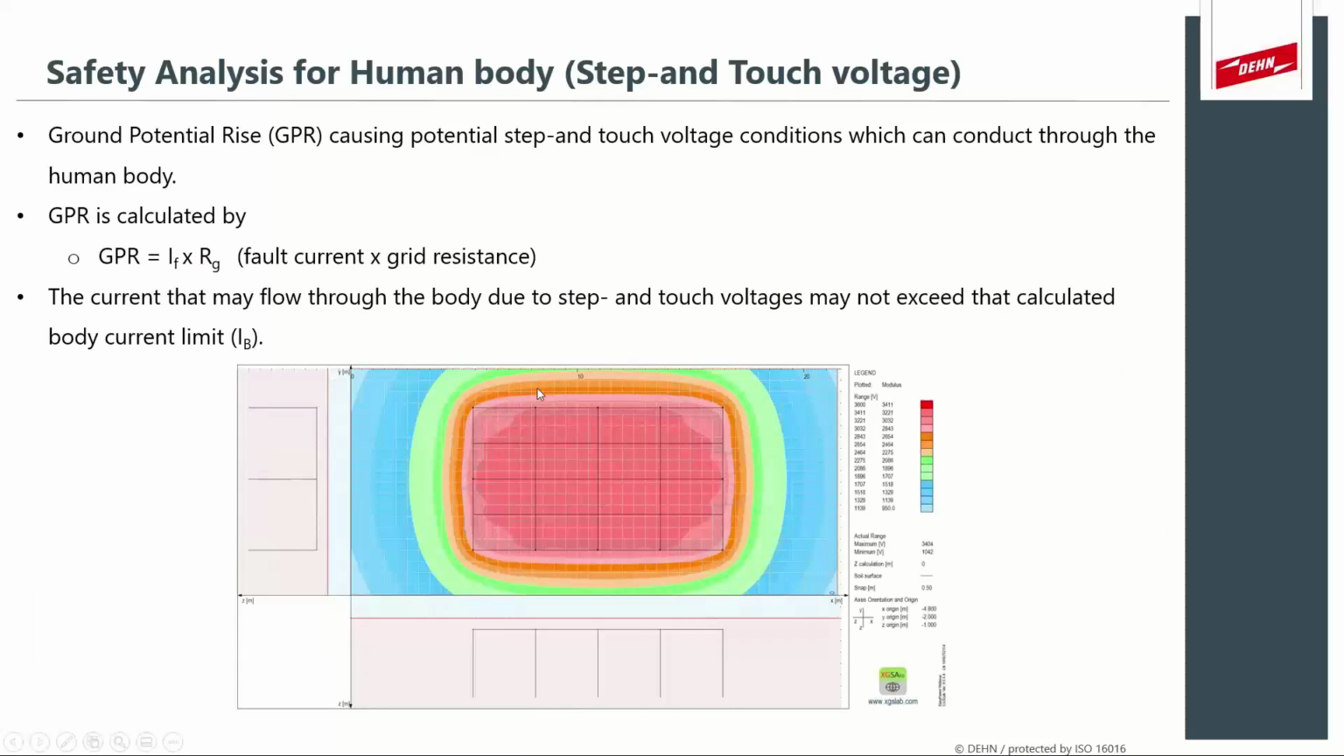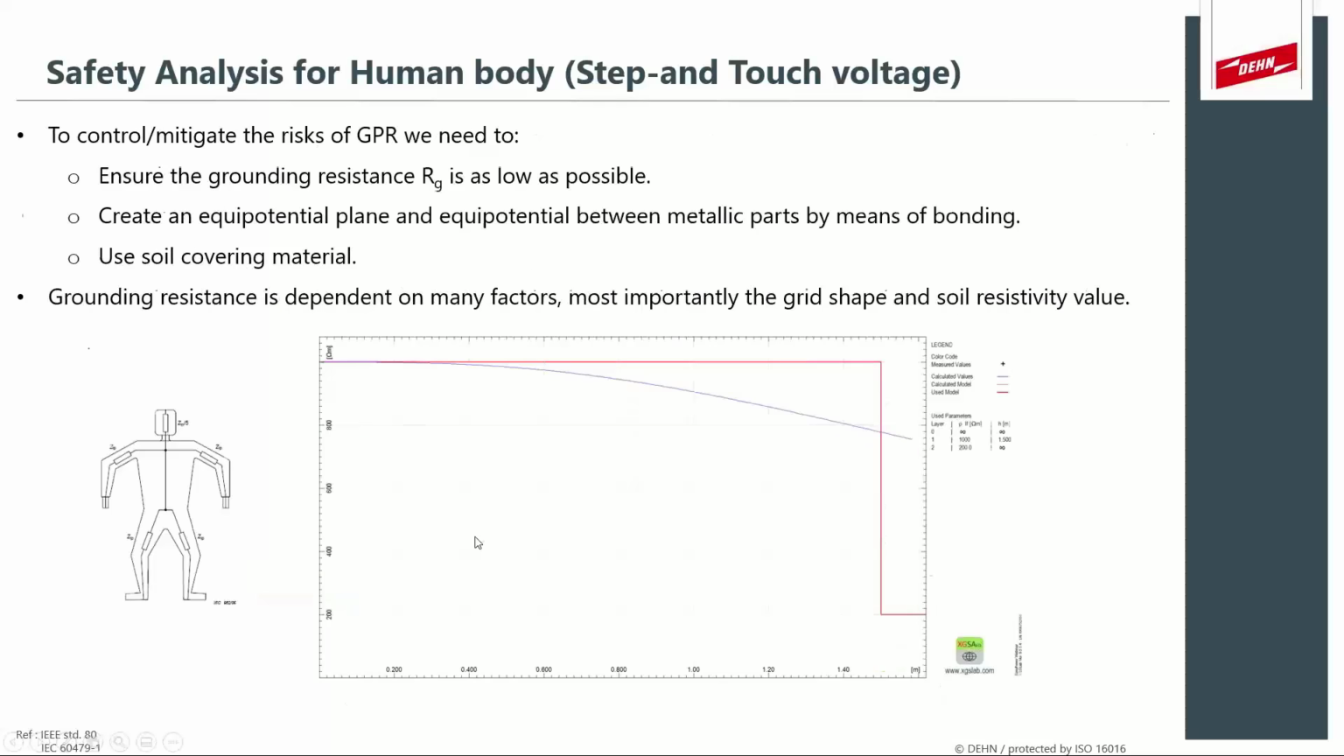Now, in this graph, we can actually see the ground potential rise on the top view, and the current that may flow through the body is dependent on these voltage differences. So this is the ground potential rise. It's not the actual step voltage. It's just the potential rise that you see on ground level. As I said, the whole danger and the hazard around this is around the ground potential rise.